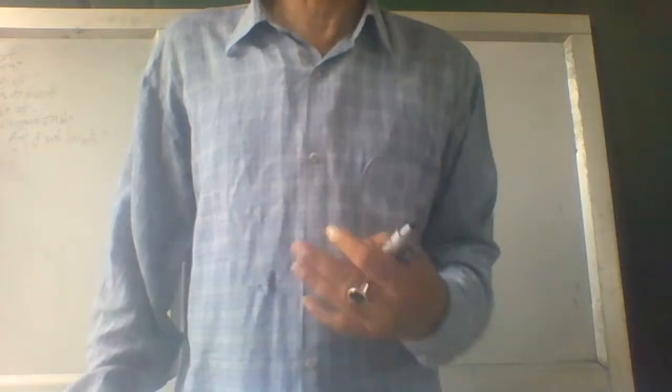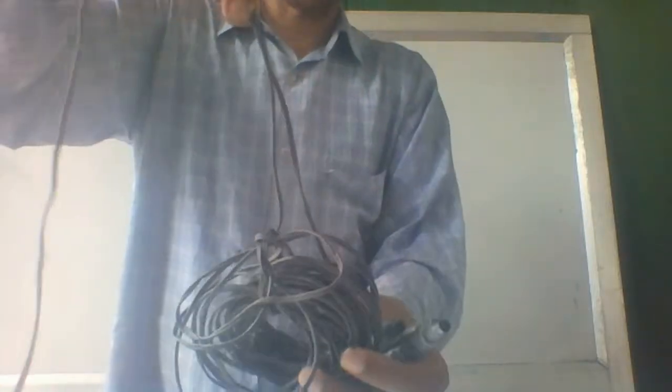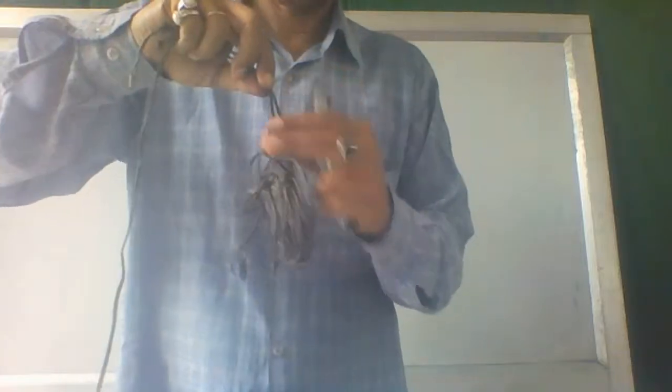Bhai, koi dhaga lao. Dhaga lao, dhaga. I will give you an example of the pendulum, it will allow you to understand. Arre kuch bhi lao latkane ke liye. This is a bunch of wire. What is this? This is my hand. Now I am holding this bunch.